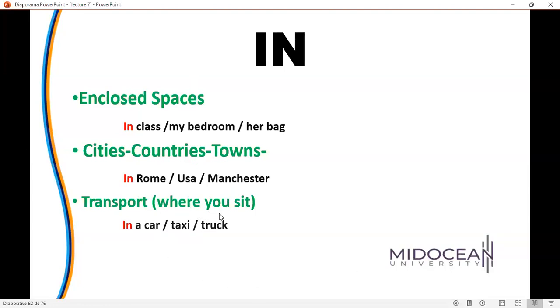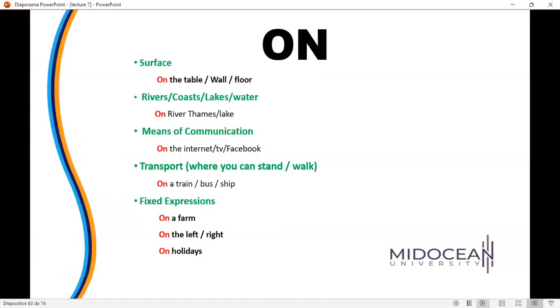Transport, where you sit. Example, in a car, you say in a taxi, in a truck. I continue. Preposition on. So you have surface. For example, you say on the table, on the wall, on the floor.